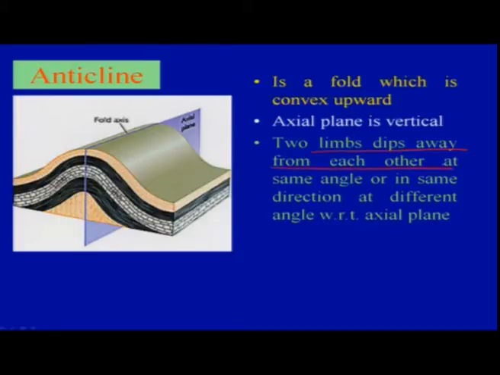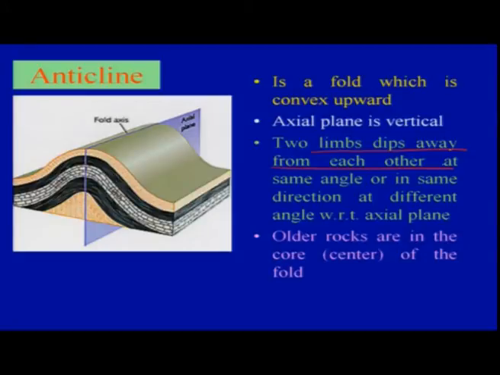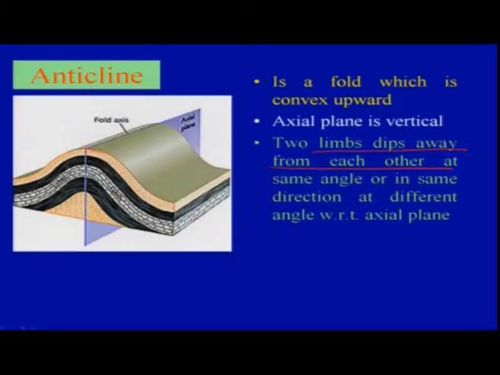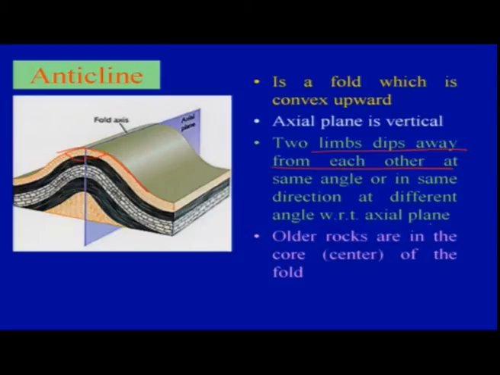and that is what we call an anticline. And then if you are talking about the symmetrical fold, then the angle between this, that is the angle which we are talking about, and this is the angle here. If this has to be almost the same, then we can say that they are all symmetrical anticlines. So, with respect to the axial plane, older rocks are in the core or the center of the fold.